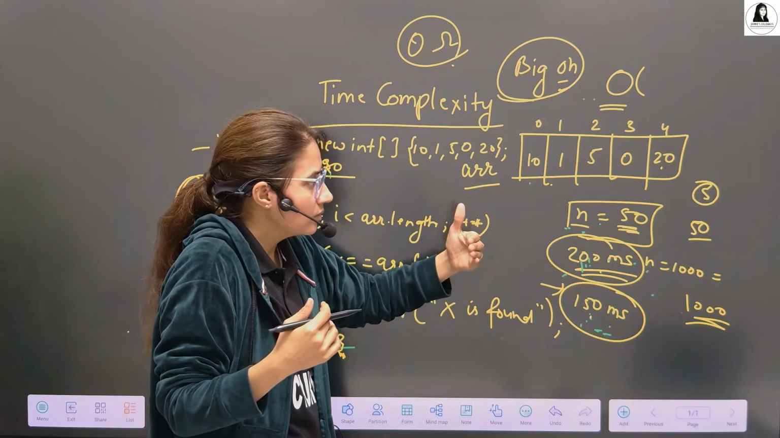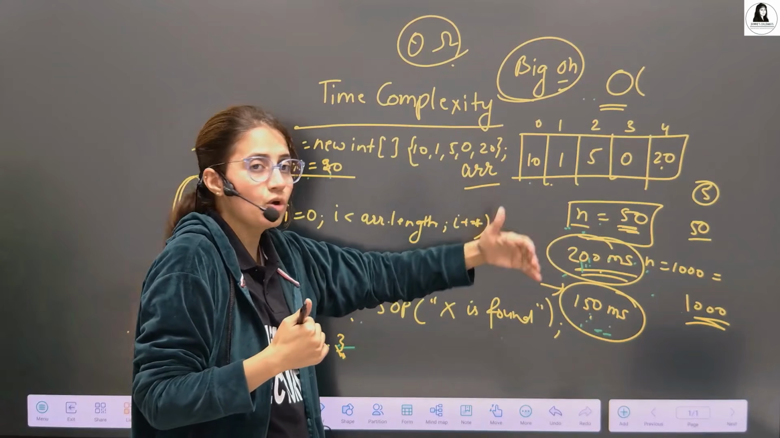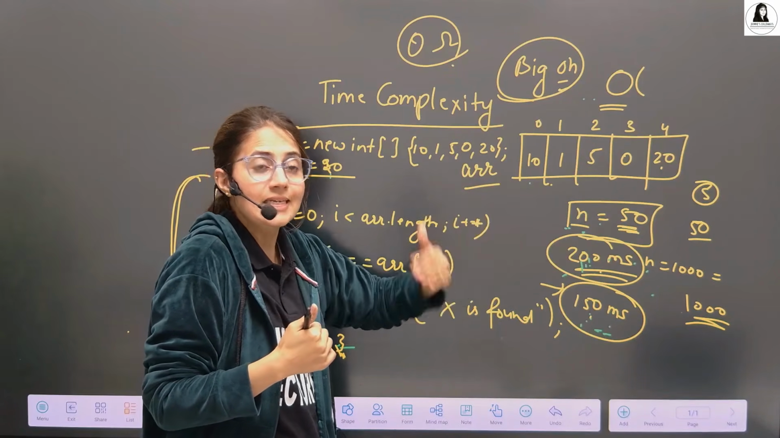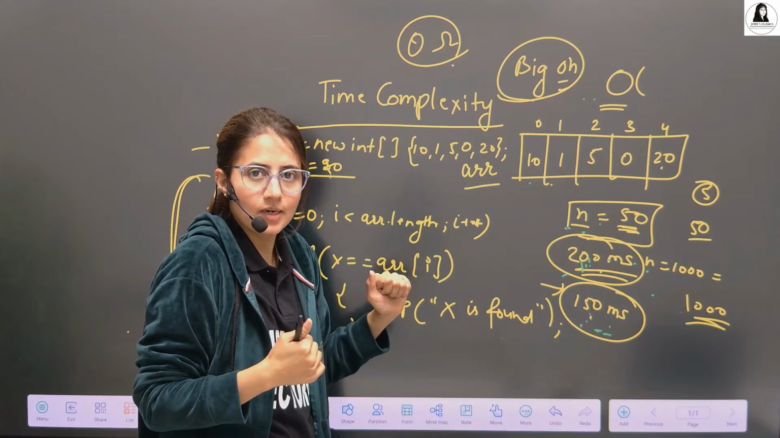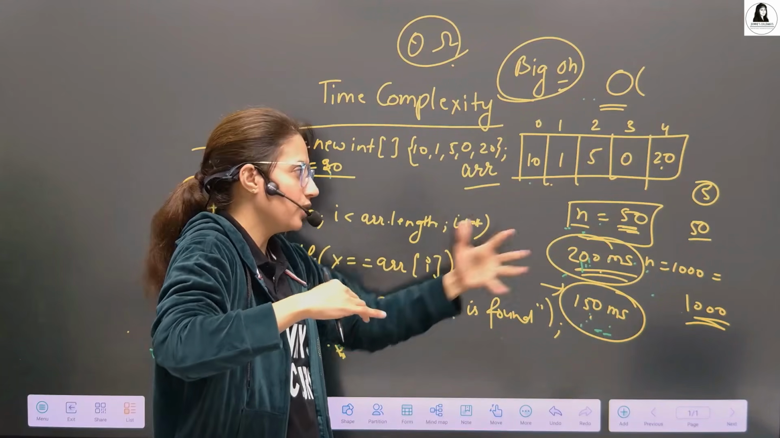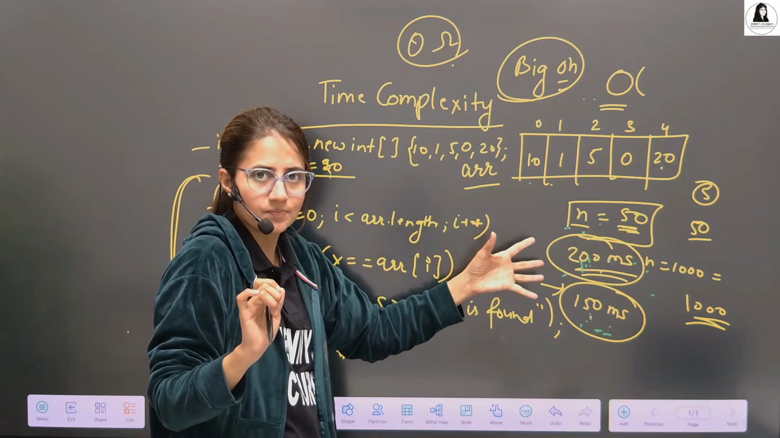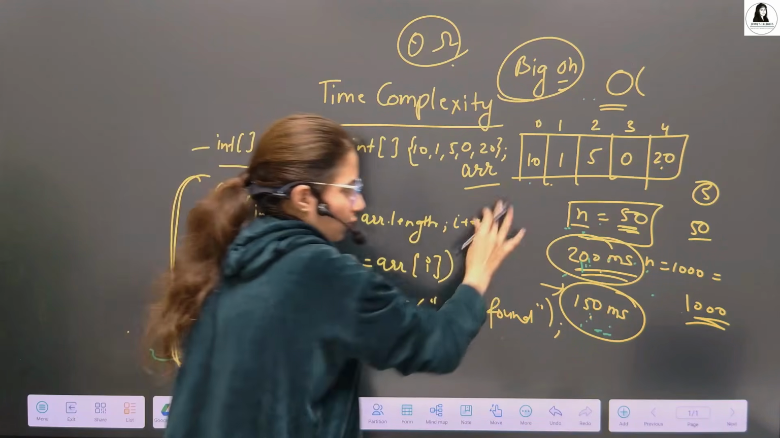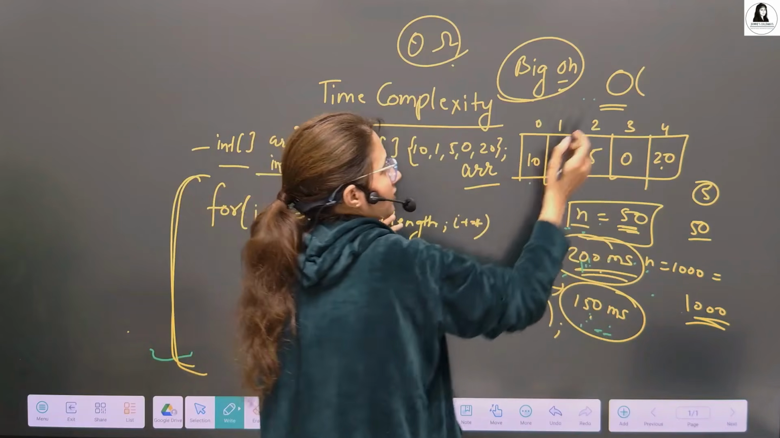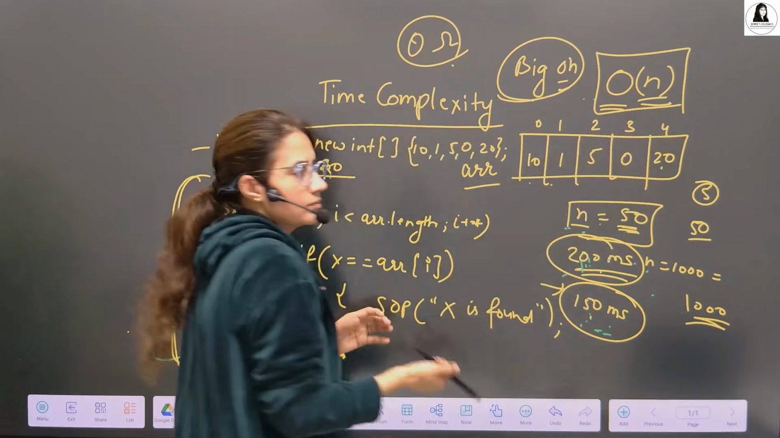So basically, the number of comparisons, or the time complexity, is increasing linearly with the input size, right? It's directly proportional to the input size. If you draw a graph in this case, we can say that here the time complexity is order of n.